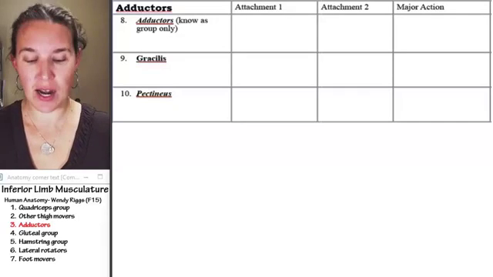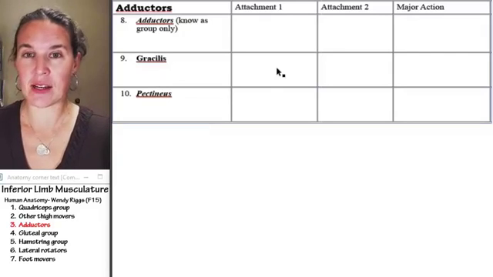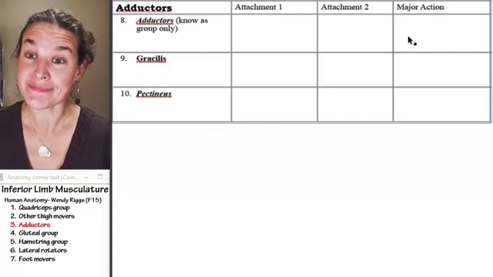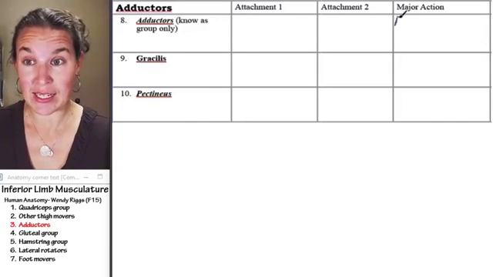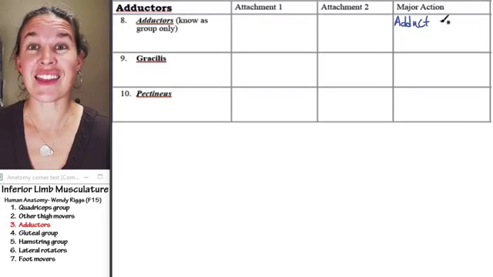All right, let's look at our adductors. Let's start here because they all have several things in common. First of all, what's their major action? All of them have a major action of adducting. Adducting what? The thigh.